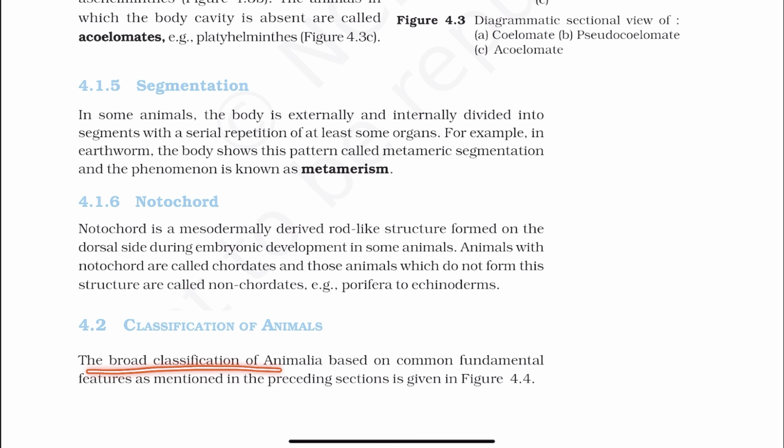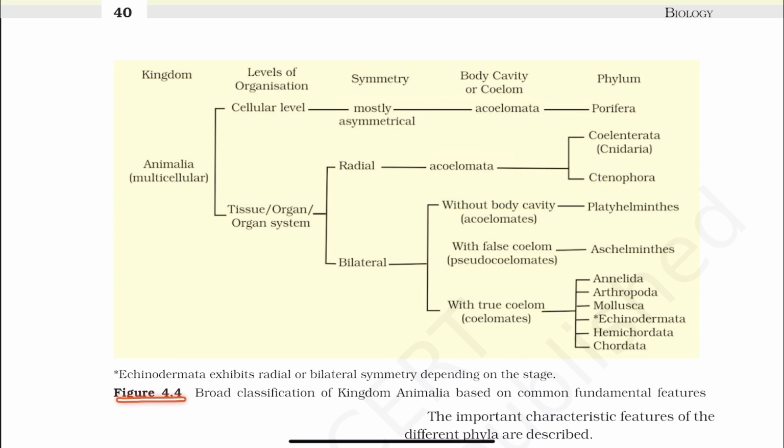4.2 Classification of animals. The broad classification of Animalia, based on common fundamental features as mentioned in the preceding section, is given in Figure 4.4. Echinodermata exhibits radial or bilateral symmetry depending on the stage. Figure 4.4 Broad classification of kingdom Animalia based on common fundamental features.